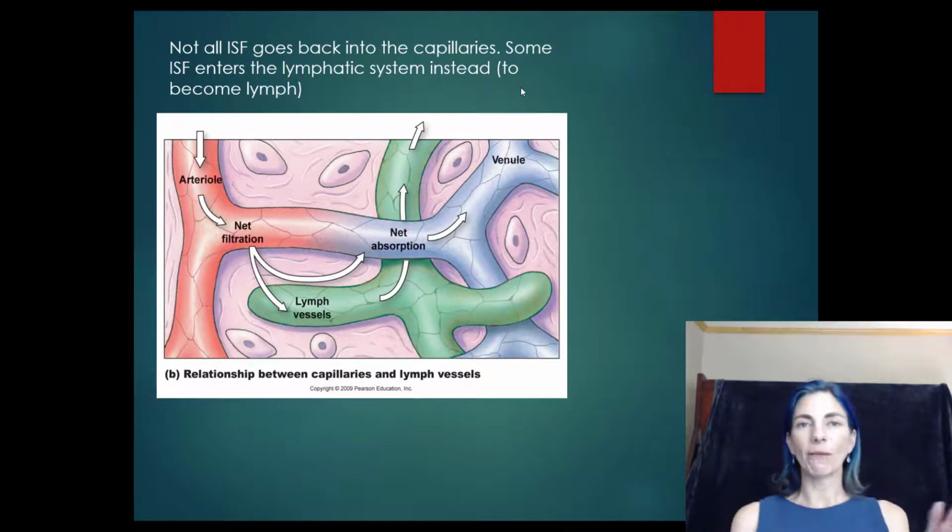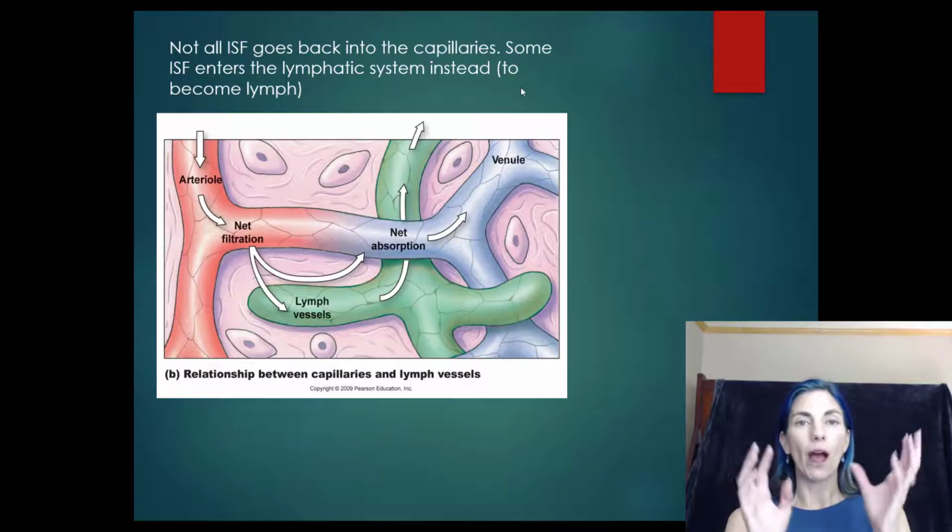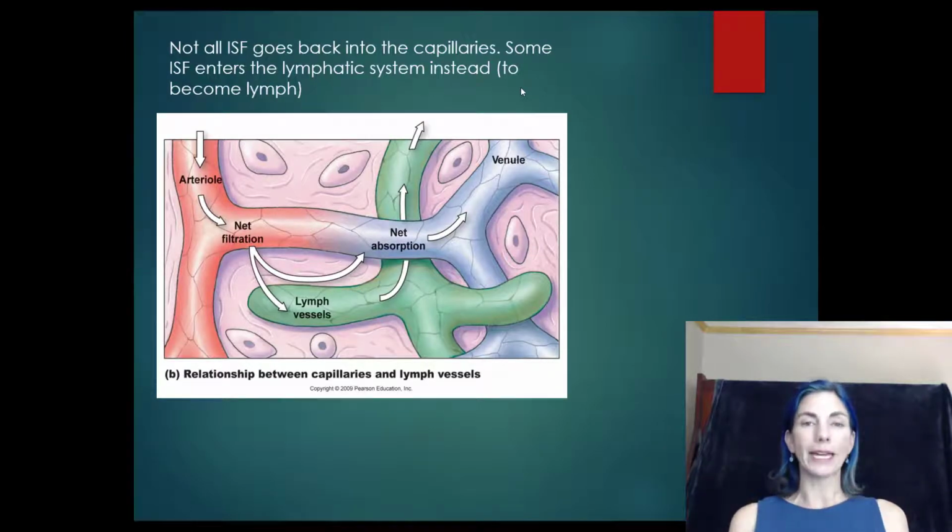Now, the purpose of the lymphatic system is not going to be discussed here, but I do want you to understand this basic overview of fluid movement as we go from plasma to interstitial fluid and then back to plasma or possibly into what is known as lymph. So let's watch that here.